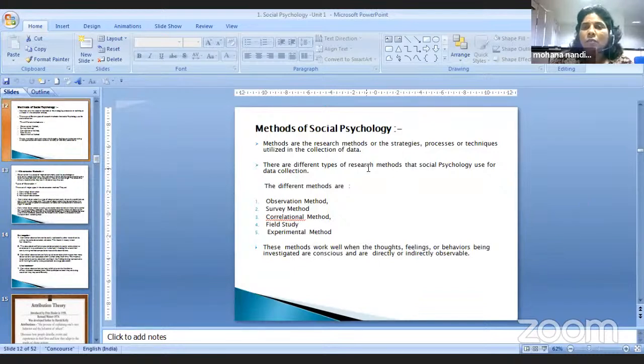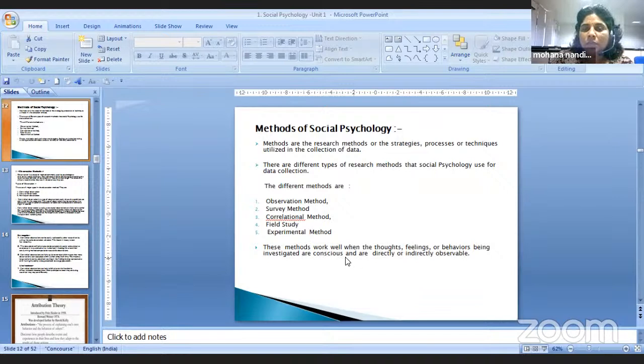In methods of psychology, what is the importance of methods? It means the way we can do the strategies, the way we can process our techniques in utilizing the data. Suppose we collect some data. After collecting the data, what can we do? We need to identify things by using different techniques. So these are the methods we use after collecting the data, to emphasize the data. These are the research methods: observation method, survey method, correlation method, field study, and experimental method.